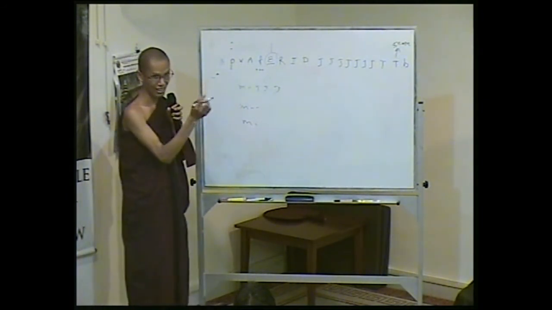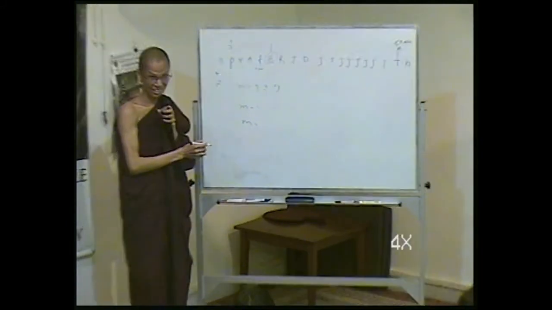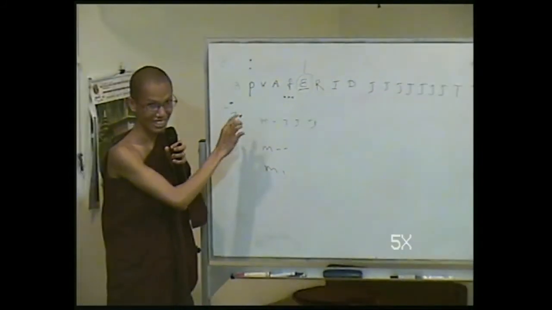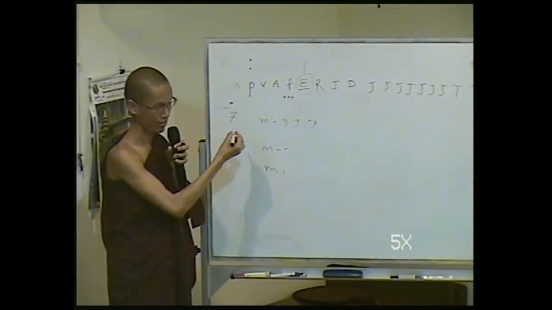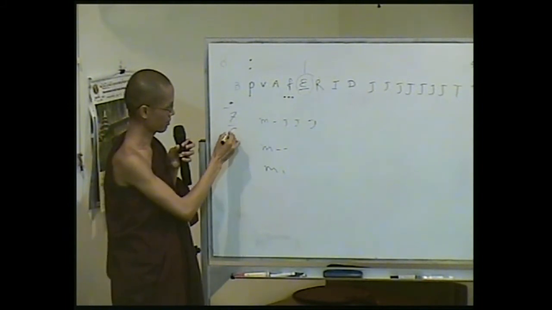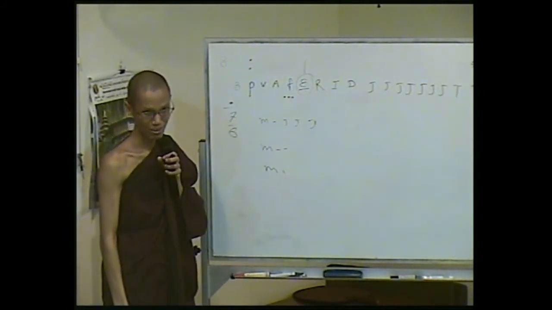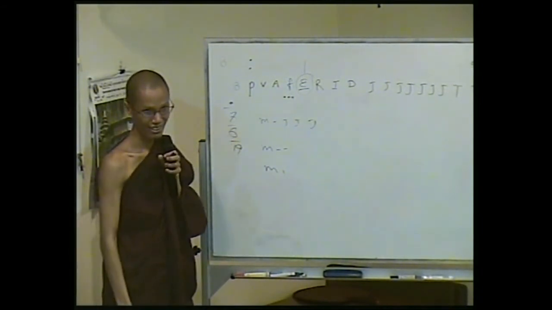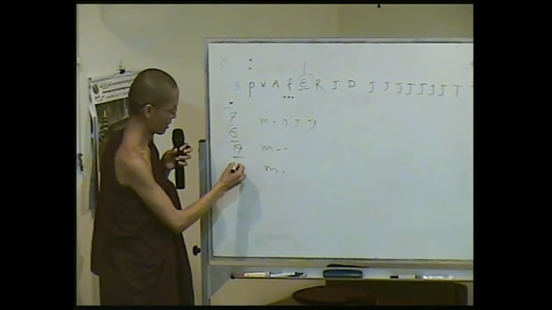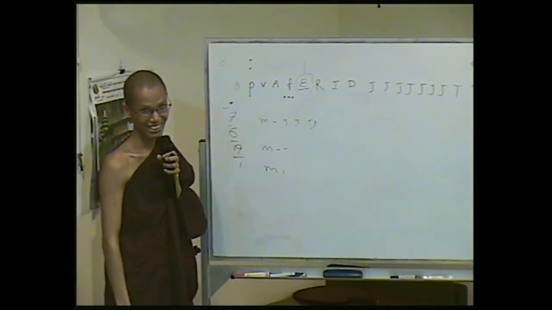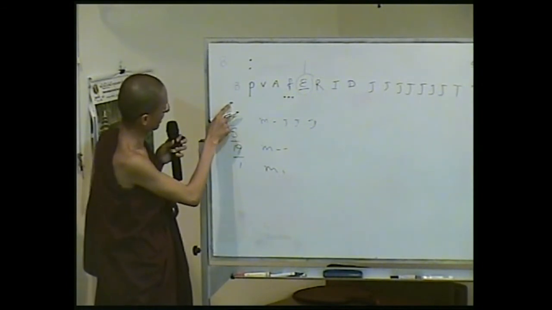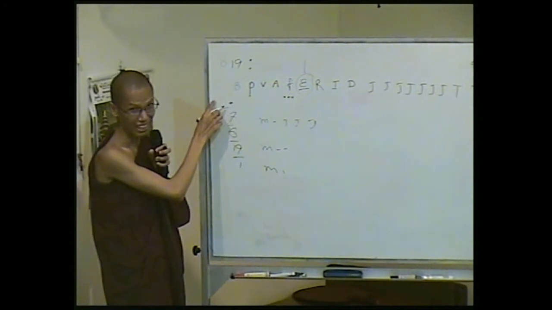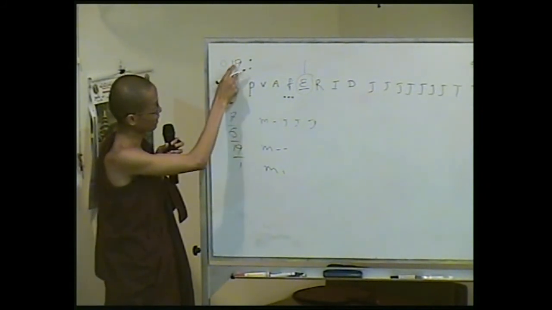Associating mental factors are, for example, the 7 universal cetasikas: phassa, vedana, sanna, cetana, ekaggata, jivitindriya, manasikara. These are always the same. After that, six occasional ones may have. After that, 19 beautiful cetasikas may have. After that, wisdom may have or may not have. So in each chitta, among the 8, or we may say among the 19, one of the chitta.